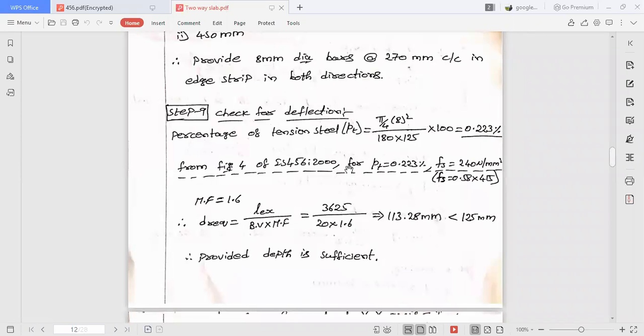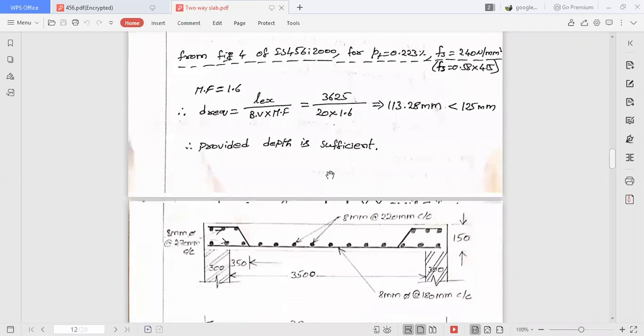Why? Because along X direction steel is finalized, along Y direction steel is finalized, along edge strips also calculated. So that's why design is over. Now the last step is check for deflection.